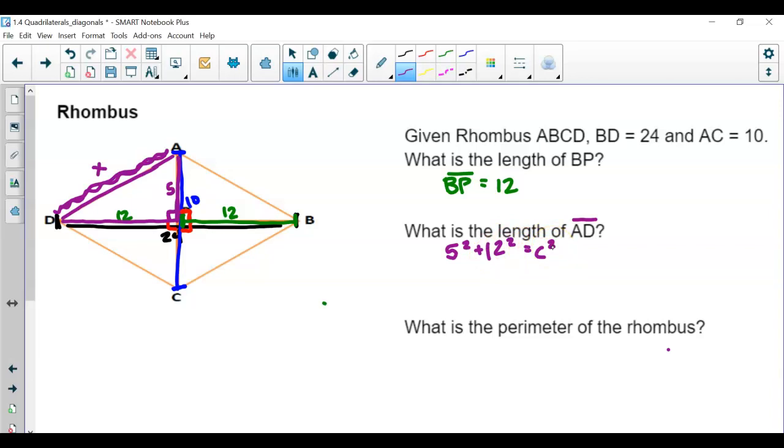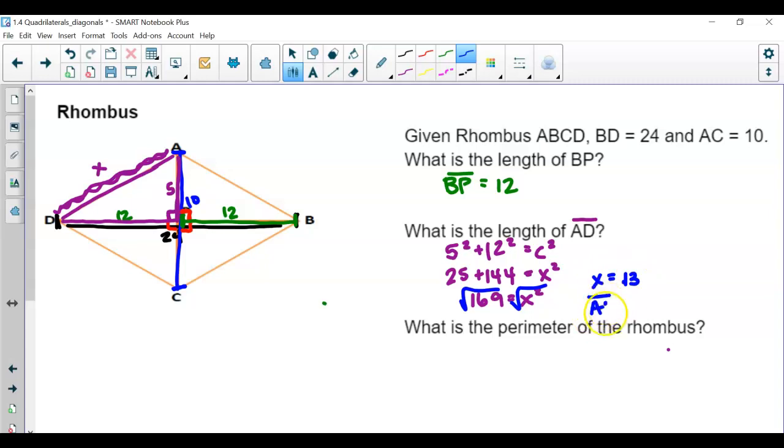Go ahead and pause the video and continue solving for AD on your own. And here we go. I just put c here, but that's the same as our x, because we're looking for the hypotenuse. So I've got 25 plus 144 is equal to x squared, which is 169. But always remember, what is always that last step to finding distance? Taking the square root. So the length of AD is 13.